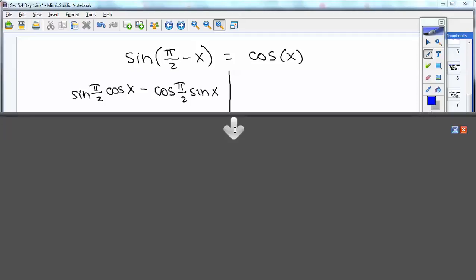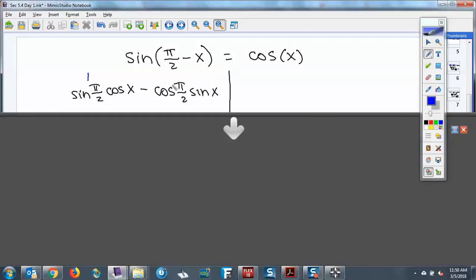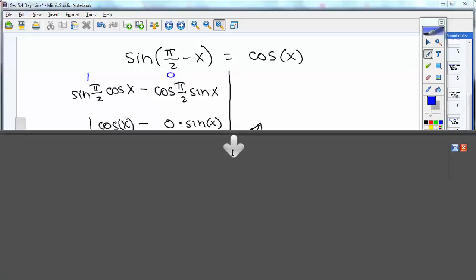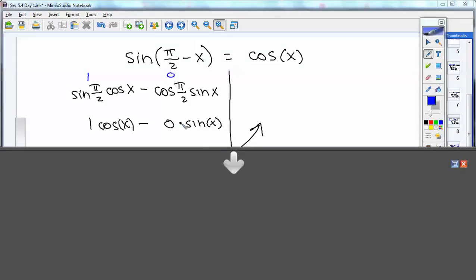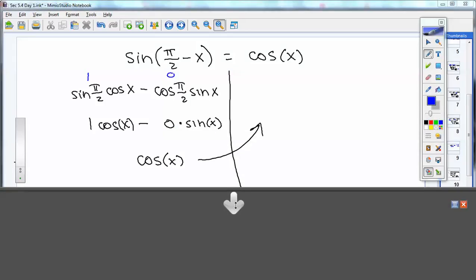Okay, well, what's sine of pi halves? 1. What's cosine of pi halves? 0. So you would have 1 times cosine minus 0 times sine, which is just cosine. And so we just proved that that identity does work, using that difference identity.